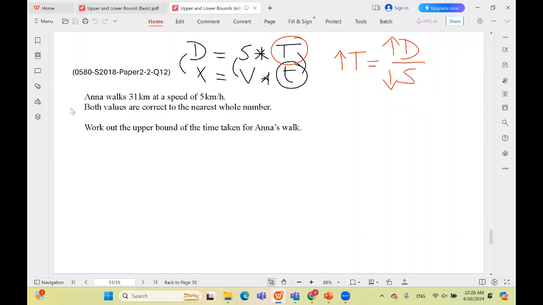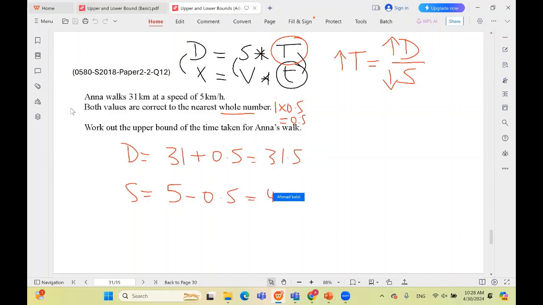Now the distance is 31 kilometers and the speed is 5 kilometers per hour. Both of them are correct to the nearest whole number. So this is 1 times half equals half. For the distance, we want the upper bound, so this is plus half. For the speed, we want the lower bound, so this is minus half. So here we get 31.5, here we get 4.5.